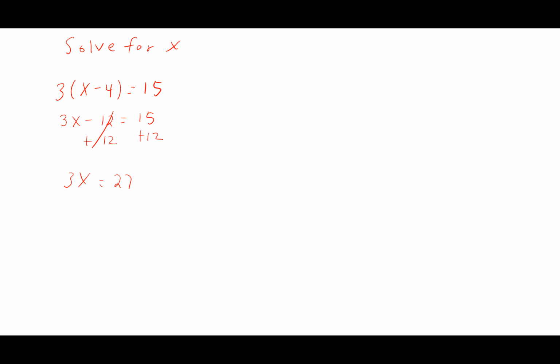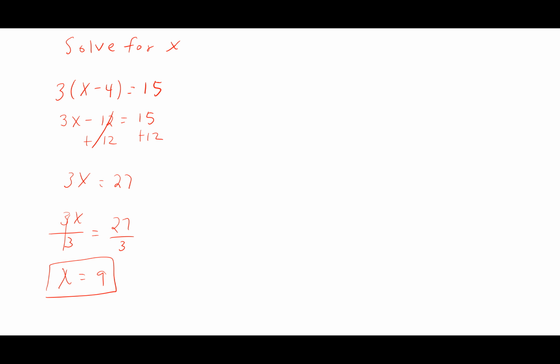3x equals 27. We still got to get x by itself, and since this is a multiplication, you're going to divide both sides by 3. So it's going to be 3x divided by 3. That's going to cancel. Equals 27 divided by 3. So x is going to equal 9. Okay? So again, you're going to have 5 of these type.